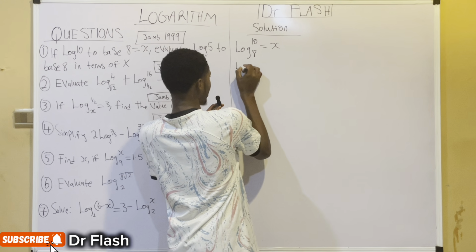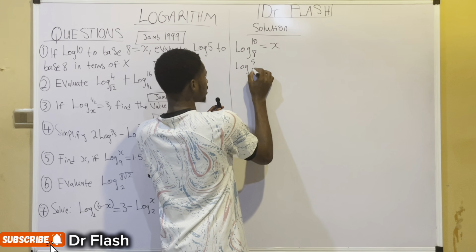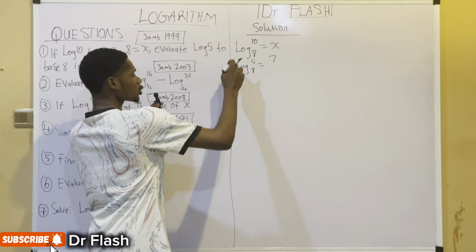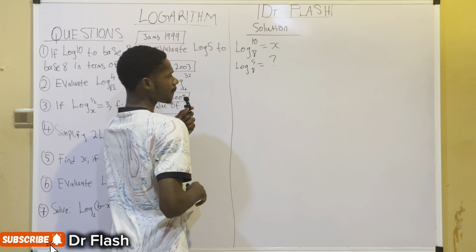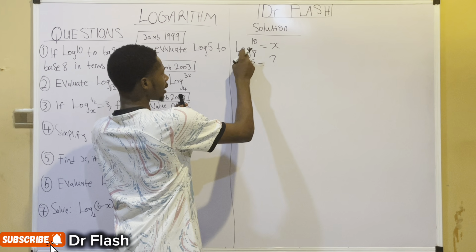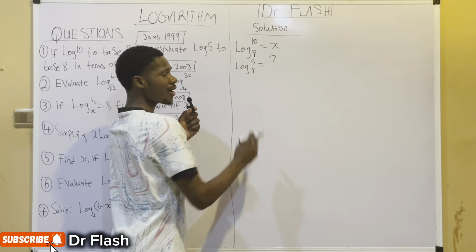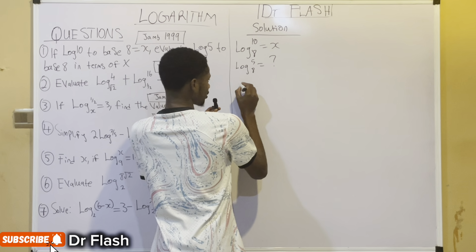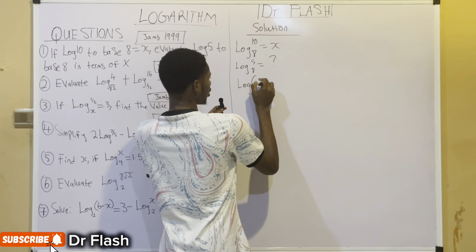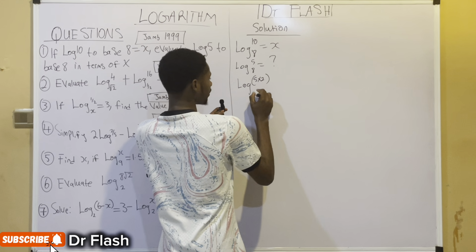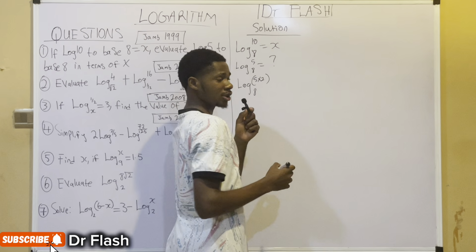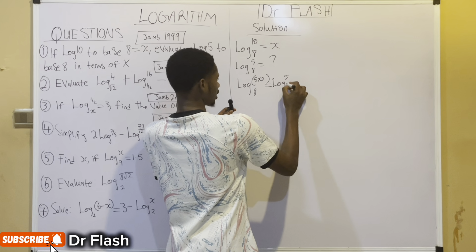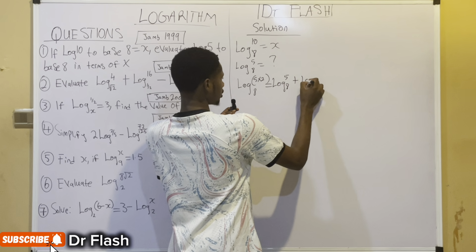Now we are asked to find log 5 to base 8 in terms of what? x. Okay, now to do that, we might want to break this one down. We're going to write it in such a way that 5 and 8 are included in it. So 10 is the same thing as 5 times 2, so I can write it as log 5 times 2 base 8.